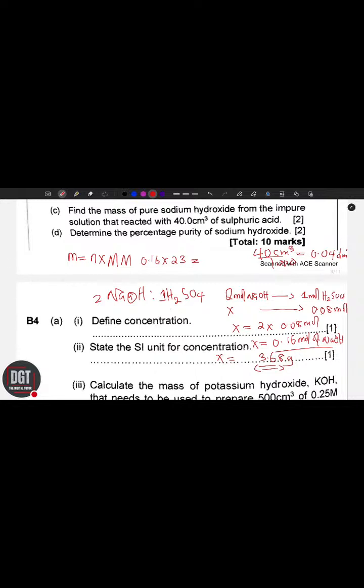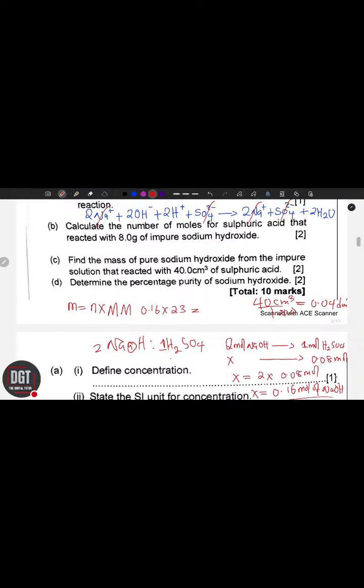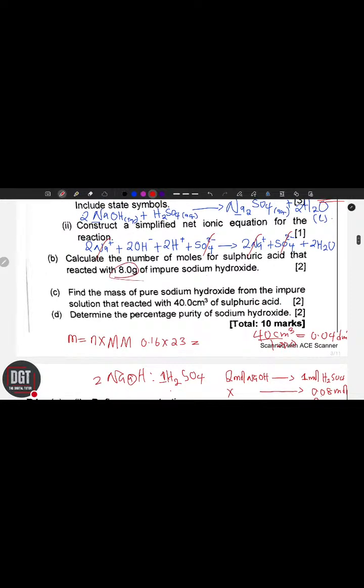Have you gotten that? Up to this point, are we okay? Okay, I guess we are at the same pace. So that is the mass of the pure sodium hydroxide from the impure. The impure was 8, and of course the pure is 3.68. Then determine the percentage purity.